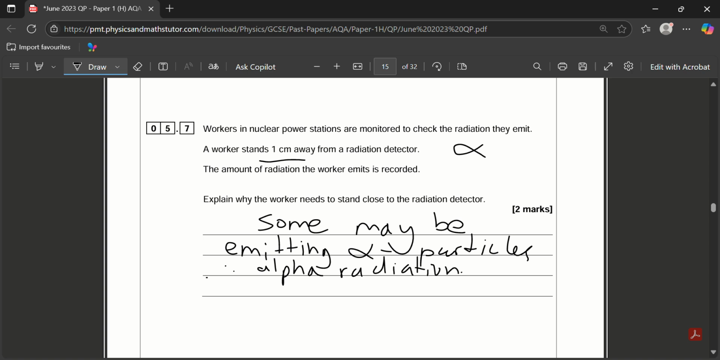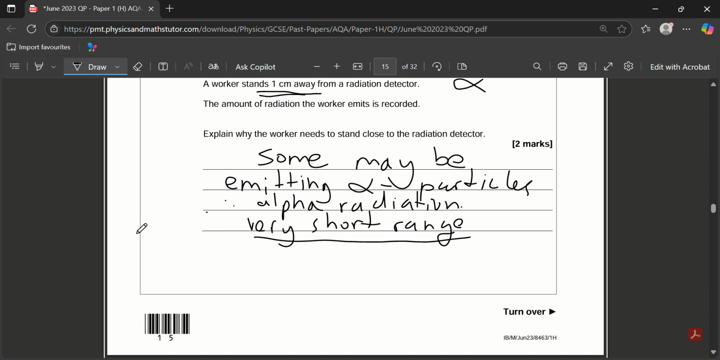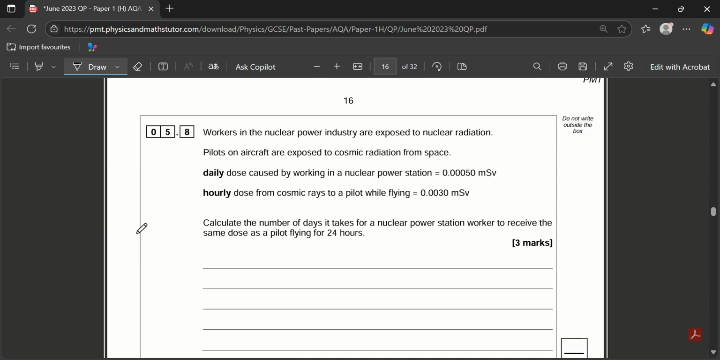And we know about alpha radiation that it has a very short range. This is what I thought as soon as I saw 1 centimeter away from radiation detector. Usually it's like a centimeter in air, that's their maximum range for alpha particles. Okay, another 2 marks done.